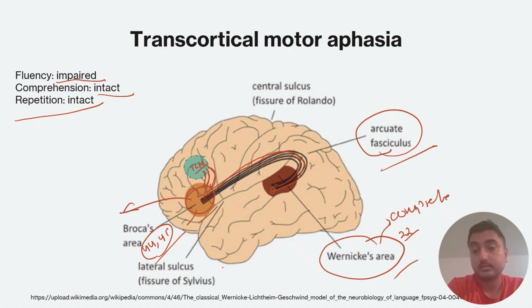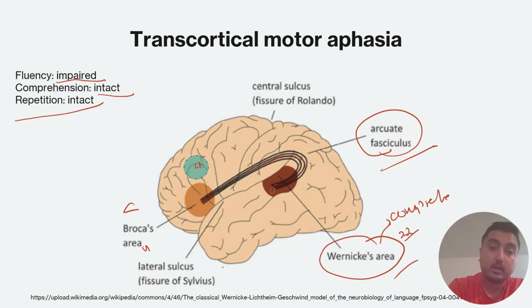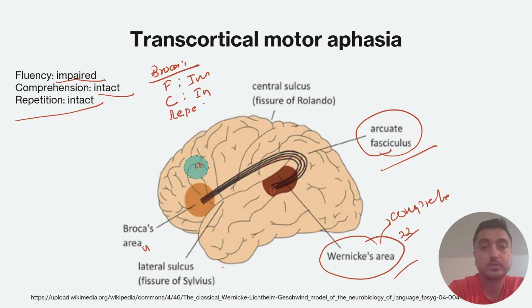So this is in contrast to Broca's aphasia, where you have involvement of Broca's area itself, and if Broca's area is involved, then the fluency is impaired. In Broca's aphasia, fluency is impaired, comprehension is intact, whereas repetition is lost. So this is the main difference. The repetition is lost in Broca's aphasia, whereas it's intact in transcortical motor aphasia.